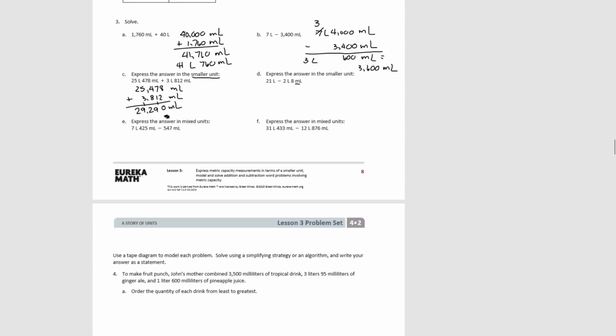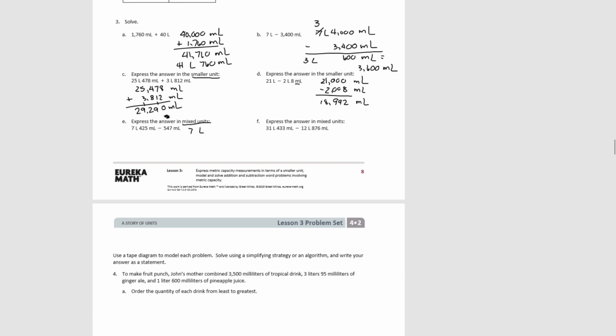Again, since we want to end up in milliliters, if we rewrite these both in milliliters, we'd have 21,000 milliliters, and we'd have 2,008 milliliters. And if we subtract, we'd end up with 18,992 milliliters. For E, we're also subtracting, and we're going to write our answer in mixed units. So pause the video and try that one.